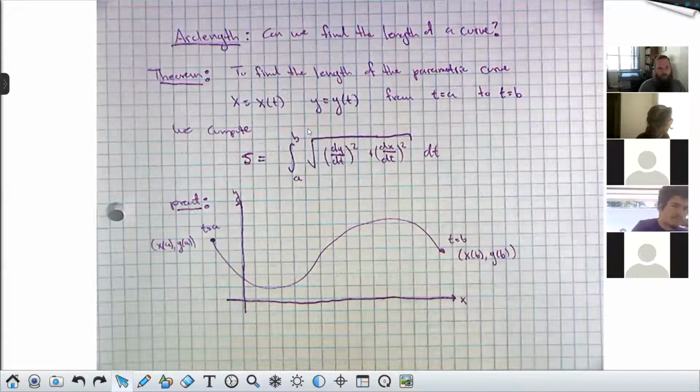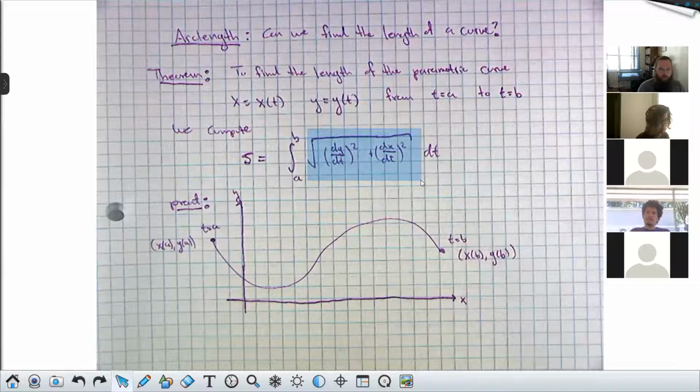Kind of the idea here, this integrand should remind you of something. It kind of looks Pythagorean, right? Like a squared plus b squared equals c squared. If you solve that for c, you get the square root of a squared plus b squared. There's a good reason for that.